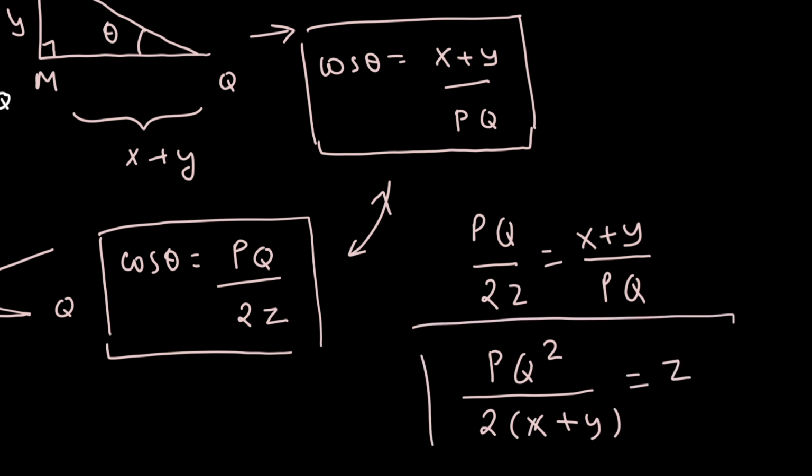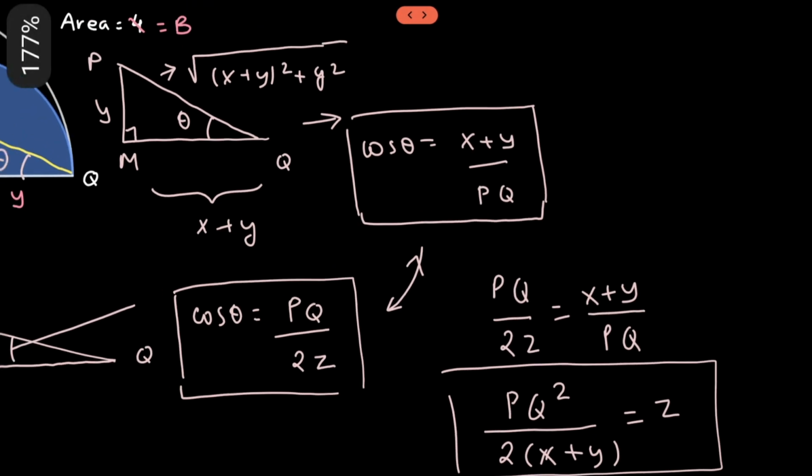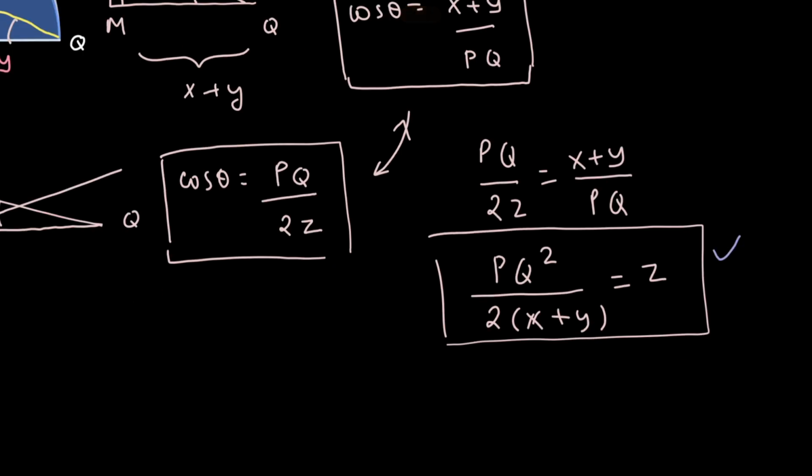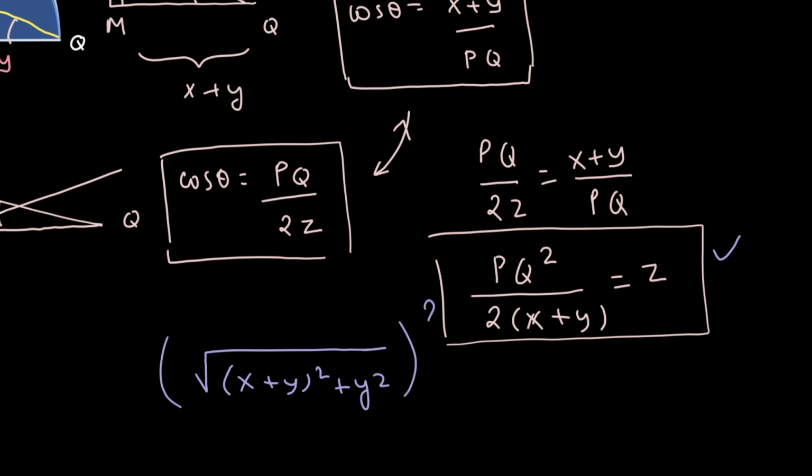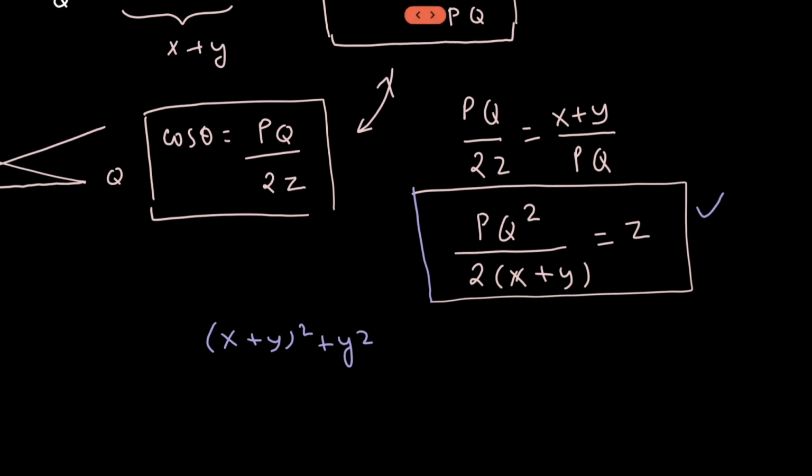Okay. Now recall that in the beginning we have got the value of PQ by applying the Pythagoras theorem in the triangle PMQ. So the value of PQ is square root of x plus y the complete square plus y square, and here we have PQ the complete square, therefore because of this square root and this square got cancelled out. So what is finally remaining is x plus y the complete square plus y square divided by 2 times x plus y is equal to z.